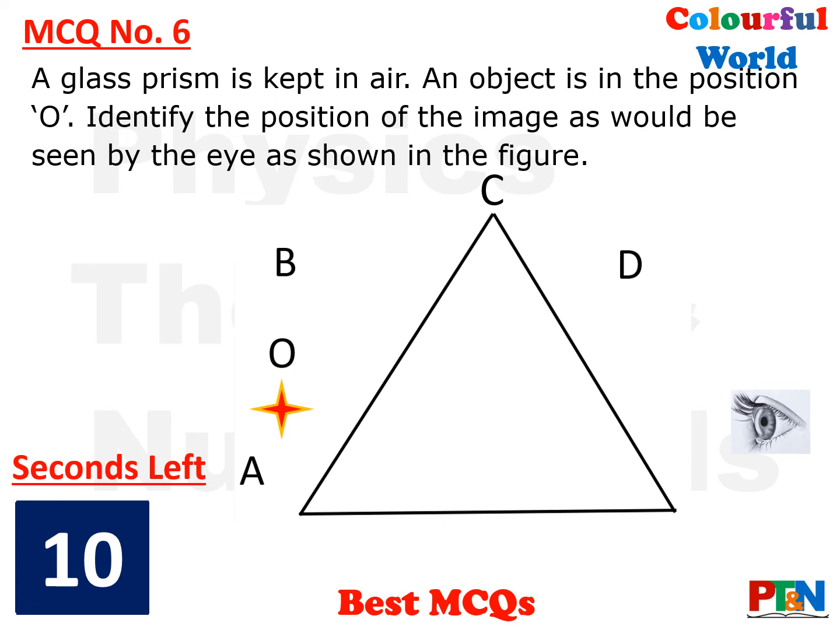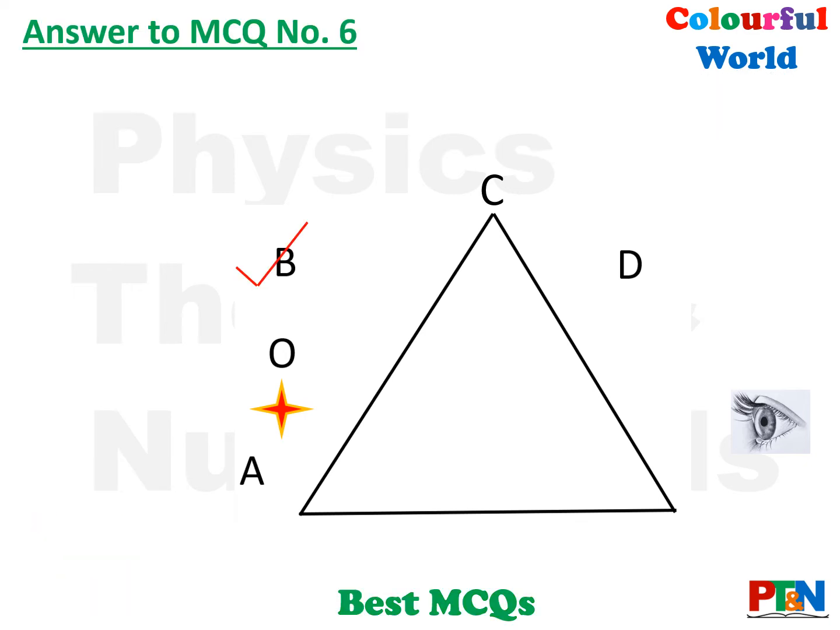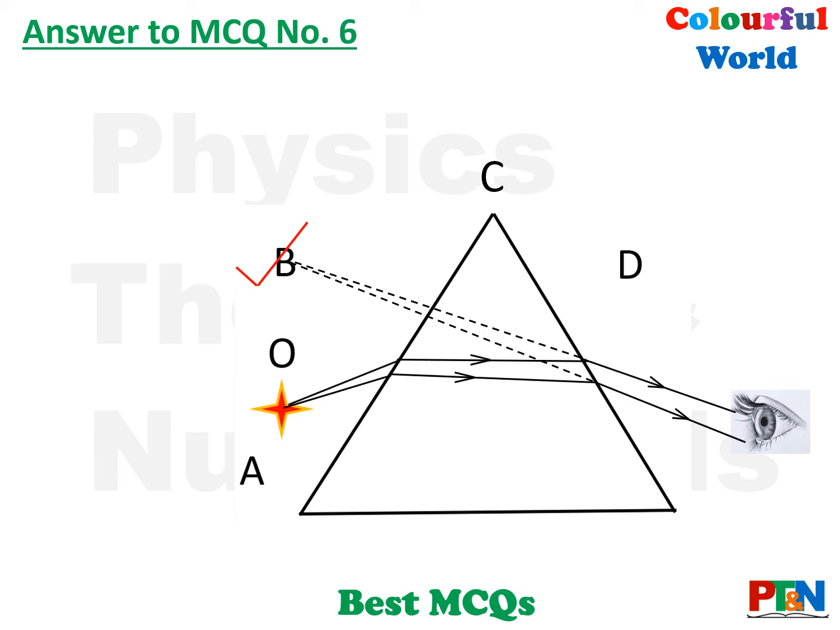10 seconds time for you to think. Your time starts now. Time's up. Let's see the answer. The answer is option B. But how is it so? Let's understand it from the ray diagram. See, the way the ray will travel through the prism, your final image will be by backward extension of the emergent ray. So the position will be B. So option is B.